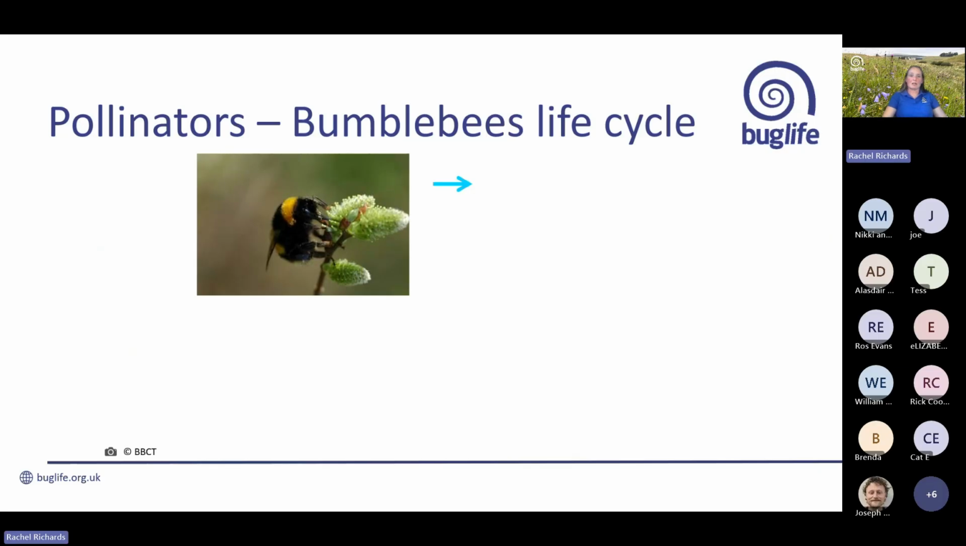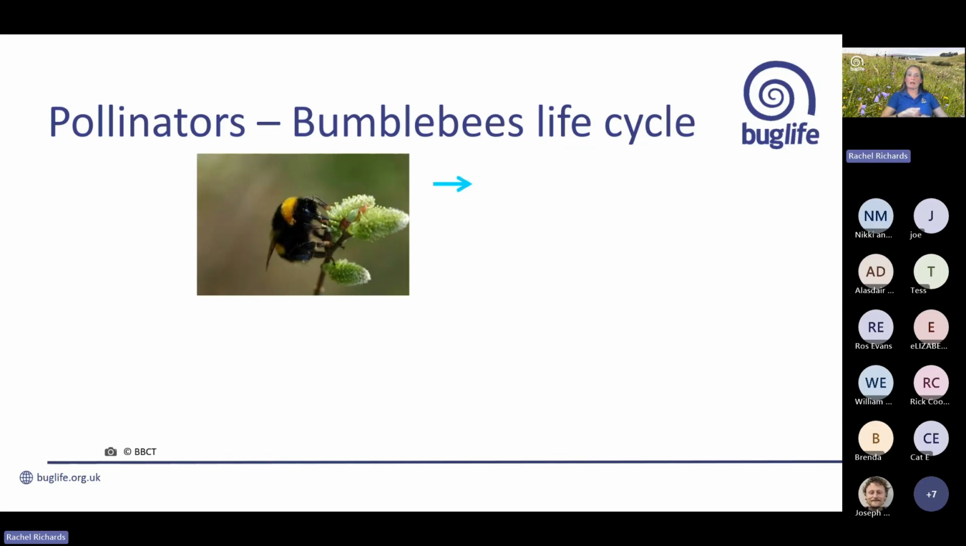So just to help you understand a bit more about bumblebees and their needs in the landscape and in grassland, I'm just going to go through the life cycle very quickly. The queen comes out of hibernation in the spring, around March time, late February to April. They've already been mated. They're hungry. They need nectar and they need pollen. Pollinators need both of those things.